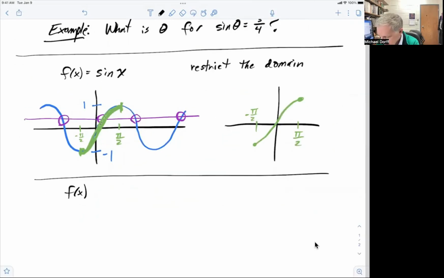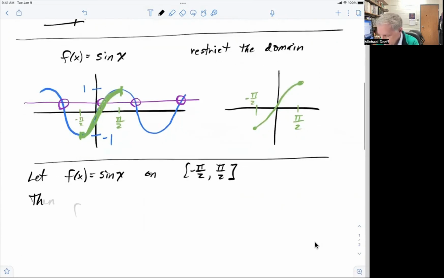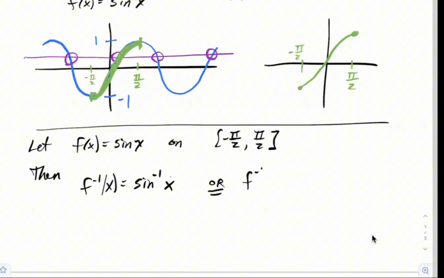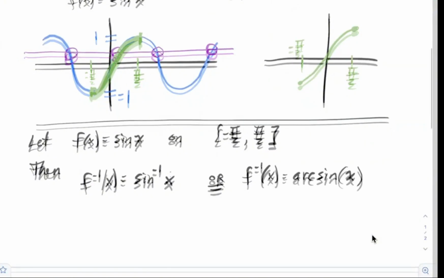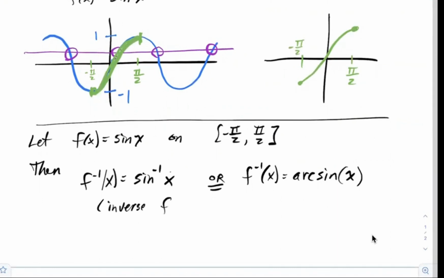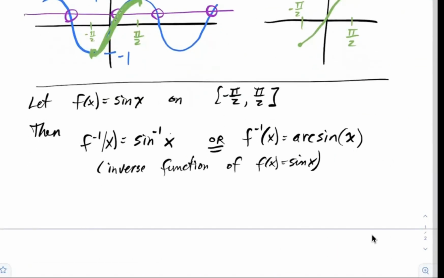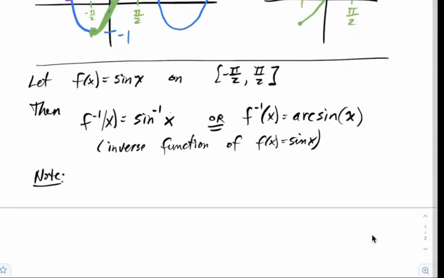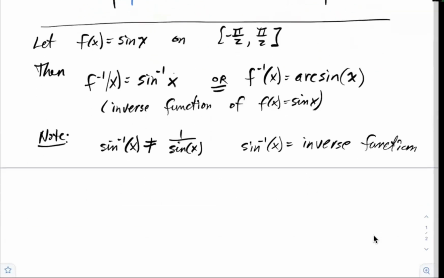We're going to say f of x equals sine x on the interval from -pi/2 to pi/2. Then the inverse function of this is going to be written as sine with a -1 there, of x. Or sometimes people write it like this: the inverse function is arc sine of x. Either one is right. These are the inverse functions of f of x equals sine x. Make sure you understand too that -1 does not mean 1/sine x. It means inverse function.